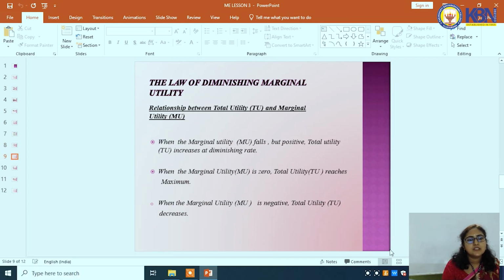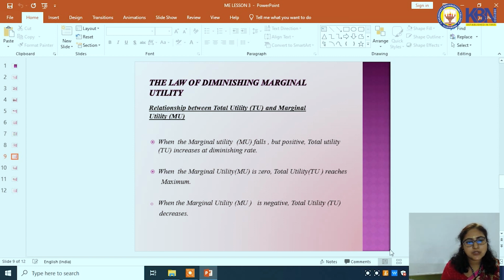Fine. Now let us see the law of diminishing marginal utility, the relationship that exists between total utility and marginal utility. In case of the law of diminishing marginal utility, in the relationship between total utility and marginal utility, we can bring in three important points. Let us see the first point of relationship between TU and MU.